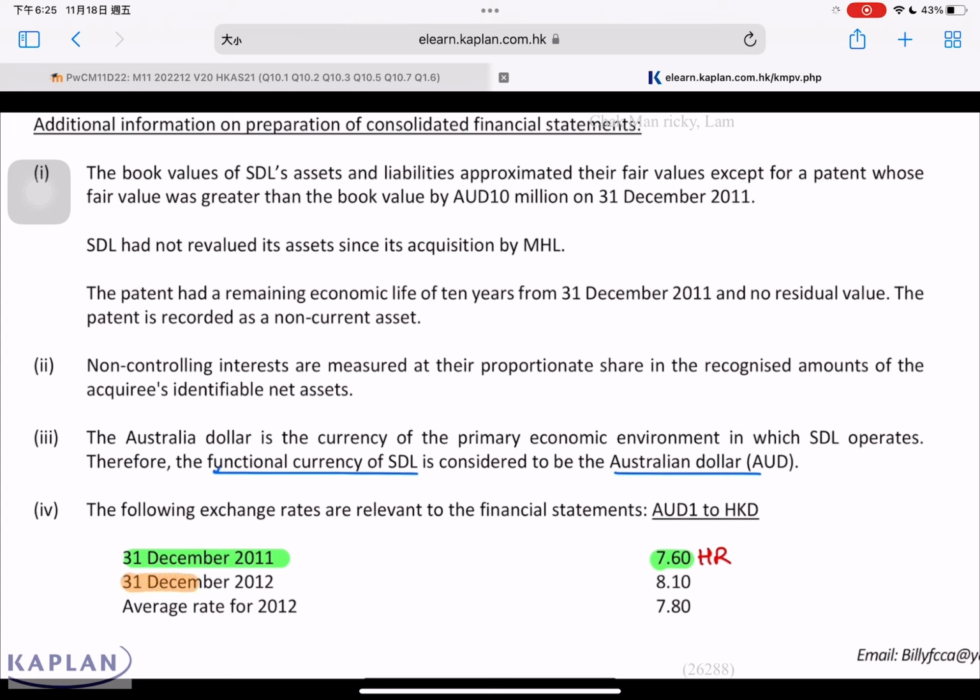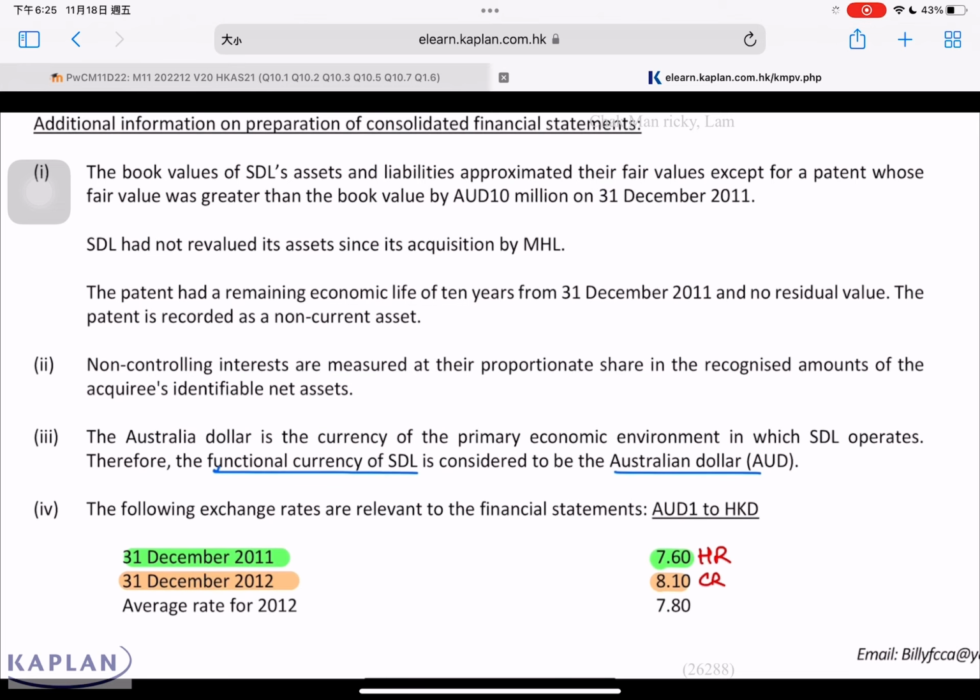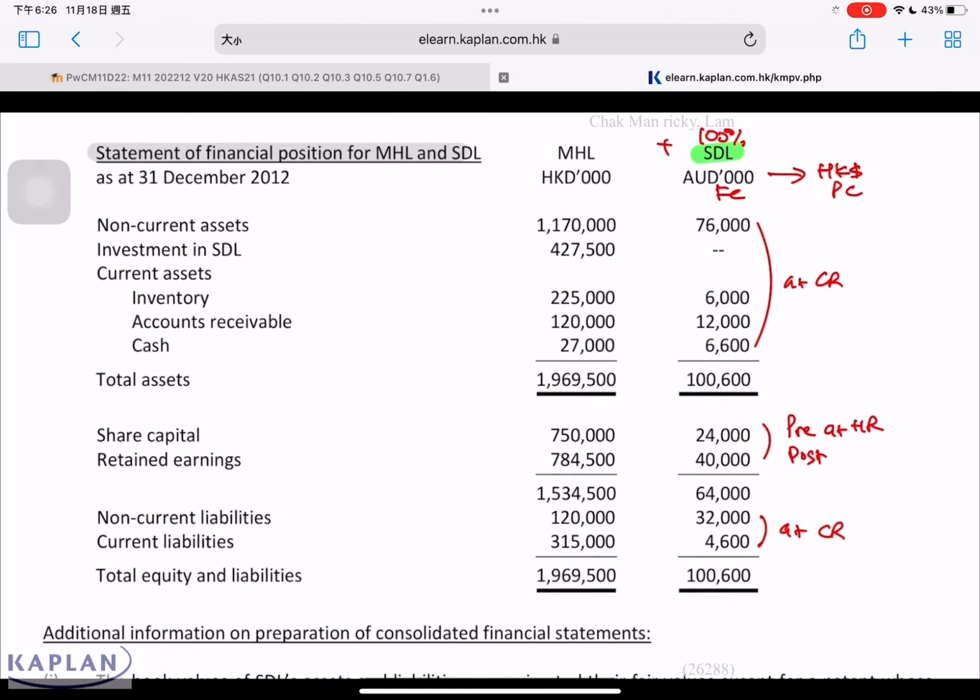This is the exchange rate at the end of the year, 31st December, 8.1. This 8.1 represents the closing rate. We're also given the average rate for the year, 7.8. The assets and liabilities will be translated using the closing rate, 8.1. The historical rate is equal to 7.6. The post-acquisition profits are to be translated at the average rate, which is 7.8. We need to know the investment cost recorded by MHL in STL. Referring to the statement of financial position of MHL, we should be able to see this item, investment cost of STL, 427,500.